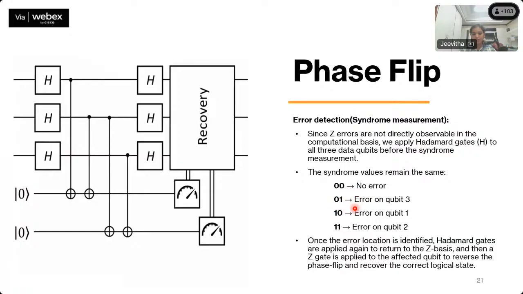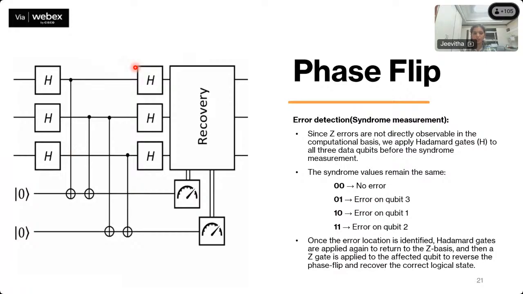0 1 means an error has occurred on the third qubit. 1 0 means an error has occurred on the first qubit, and 1 1 means that an error has occurred on the second qubit. The reason it is 1 1 is that there are 2 CNOTs which have the control on the second qubit and the target as the first qubit as well as the second qubit. And after error detection, we apply a Hadamard gate as we are converting back to the Z basis, because we have to do the recovery, right?